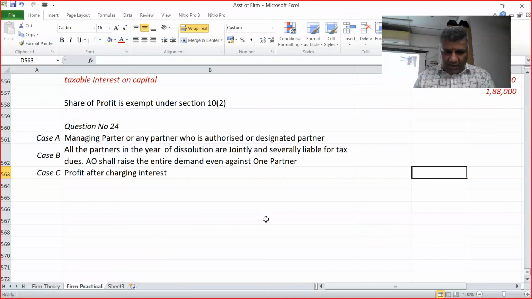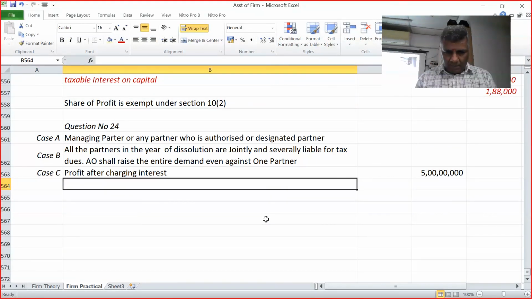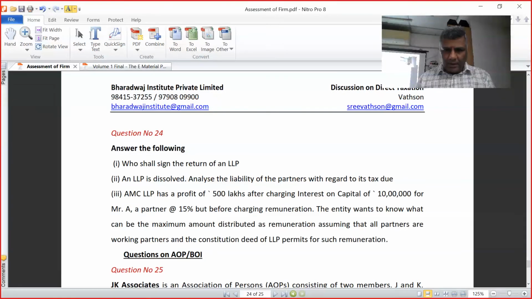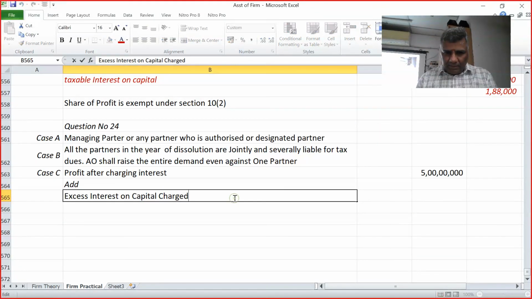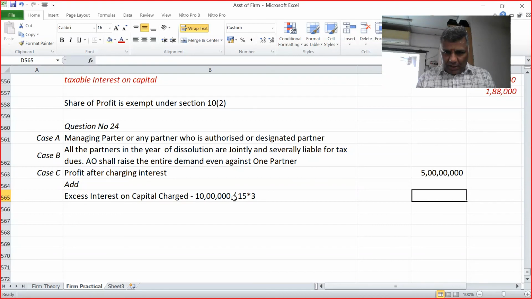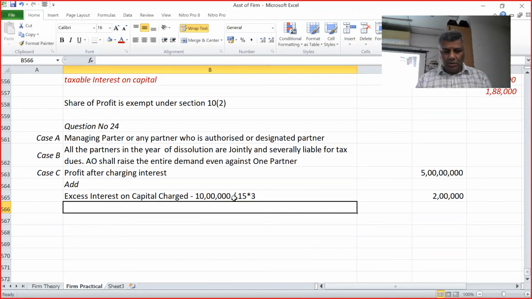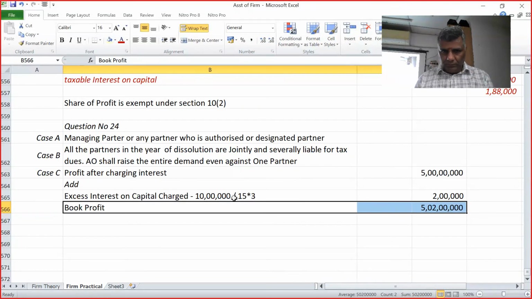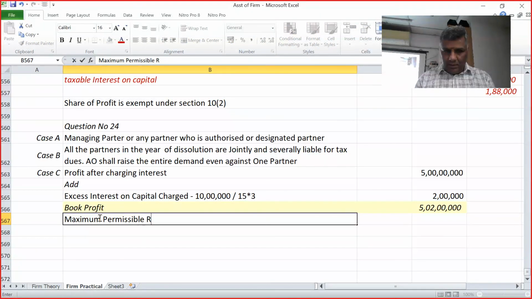The profit is 500 lakhs, and the excess interest on capital is charged. How much is the interest? After charging interest on capital of 10 lakhs at the rate of 15%, so 10 lakhs divided by 15 into 3, two lakhs. Book profit. Maximum permissible remuneration.